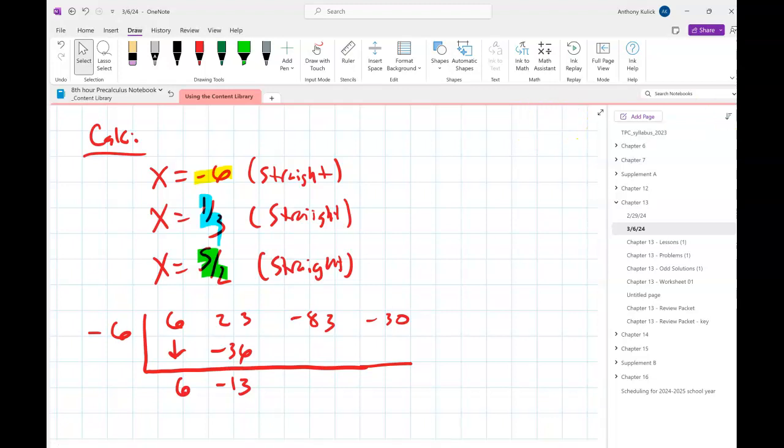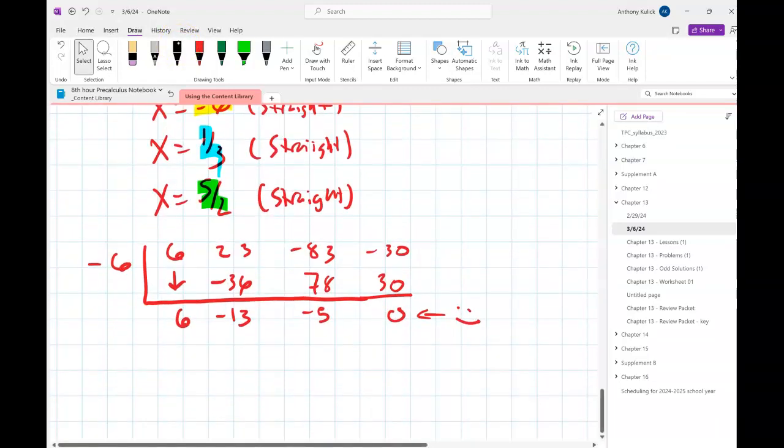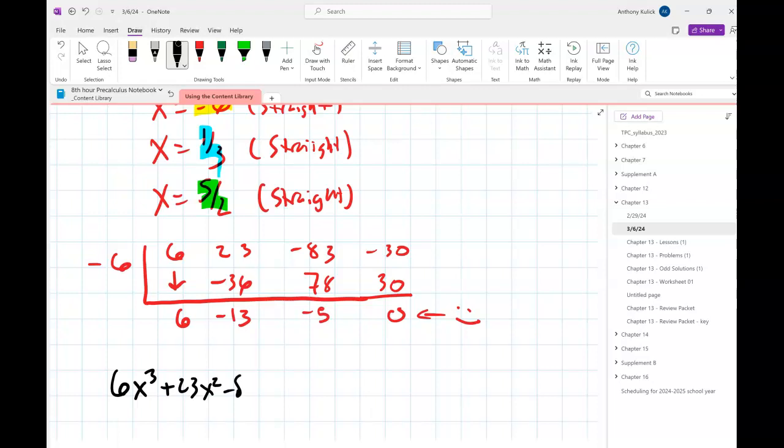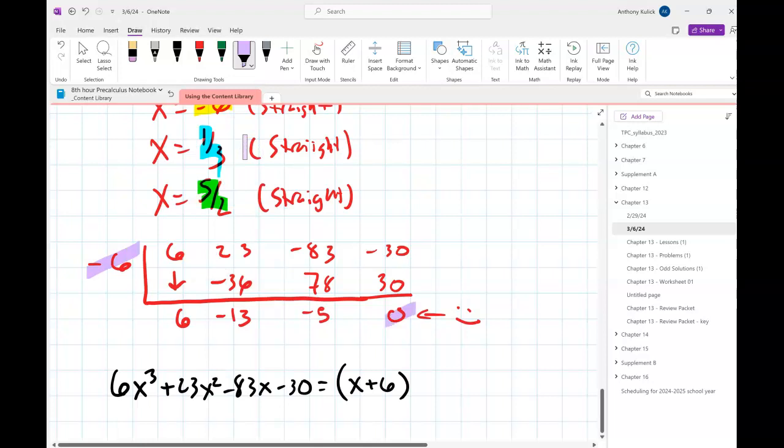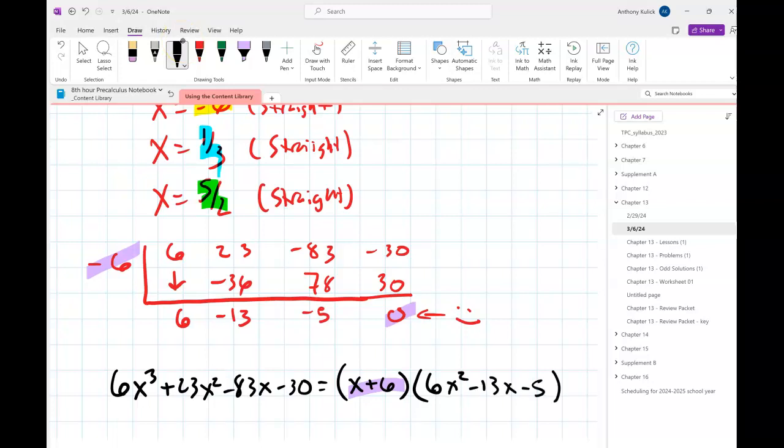I got remainder 0. Yay! All right. Just to recap, what does this mean? Well, it meant 6x cubed plus 23x squared minus 83x minus 30 factors to x plus 6, and again, I get that because -6 gives me a remainder 0, times 6x squared minus 13x minus 5.